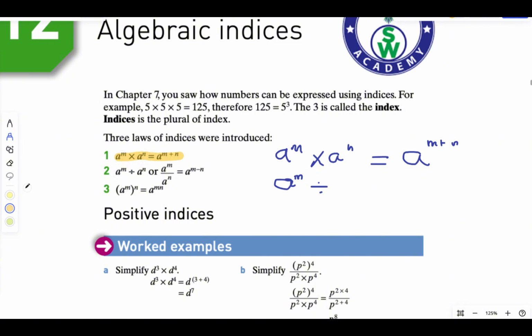And when you have a to the power of m divided by a to the power of n, division can be written like this also. It's not only horizontal, it can be vertical: a raised to m over a raised to n. So it can either be like this or like this. Whichever way it is, it means a to the power of m minus n. And if you have a raised to power m in brackets, raised to n, you multiply the two powers because of the bracket. So these are the first three laws of indices.